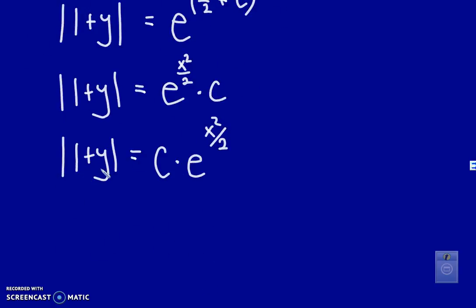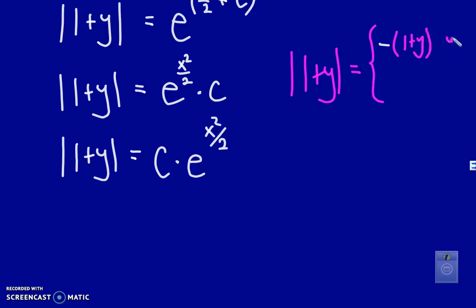Now, the absolute value of 1 plus y is just a piecewise function. So the absolute value of 1 plus y is just the piecewise function of negative 1 plus y for values of y that are less than 0, and positive 1 plus y for values of y that are greater than or equal to 0.